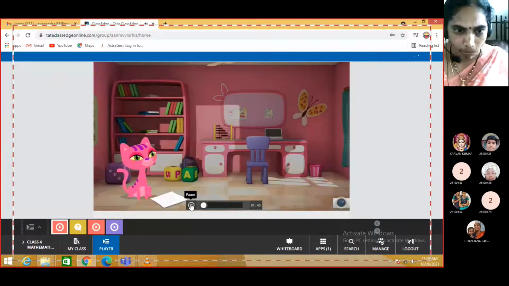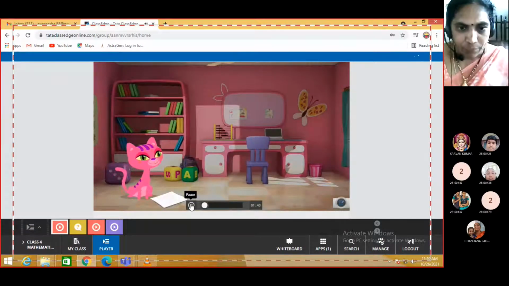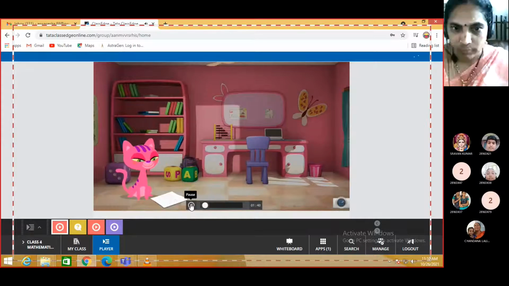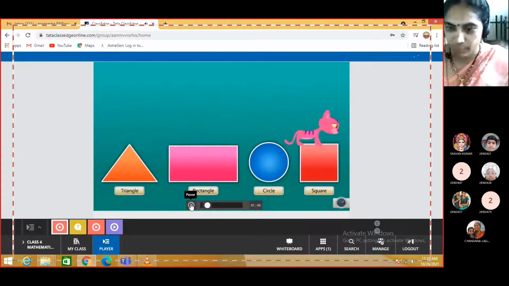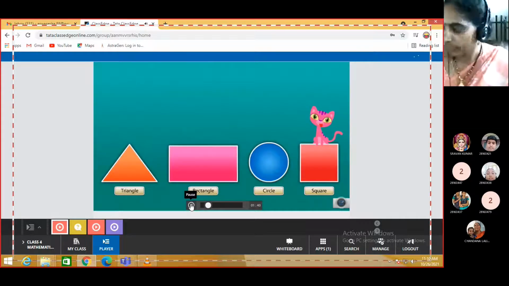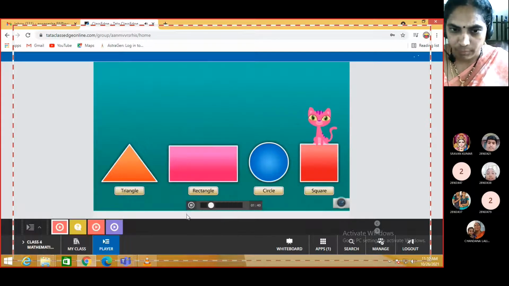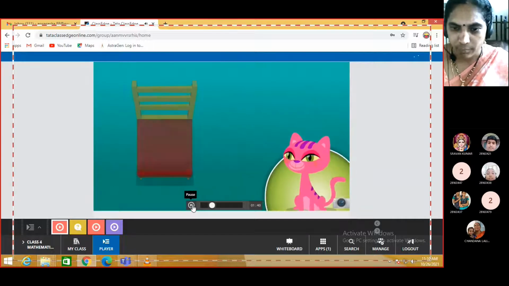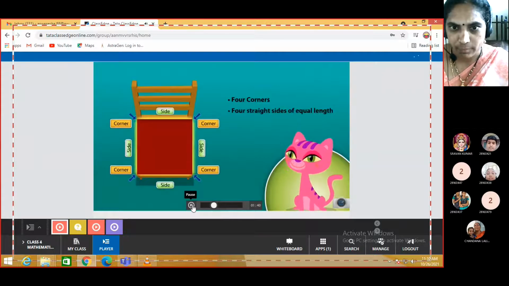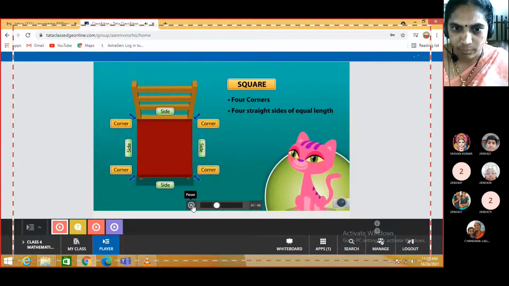Catty has written a lovely rhyme on plain figures. Let's listen to it. Triangle, rectangle, circle and square. You will find these shapes everywhere. Listen to this rhyme I want to share that should make you a little more aware. Look at the seat of this chair. Four corners and four straight sides are there. When all sides are equal, you know it's a square.